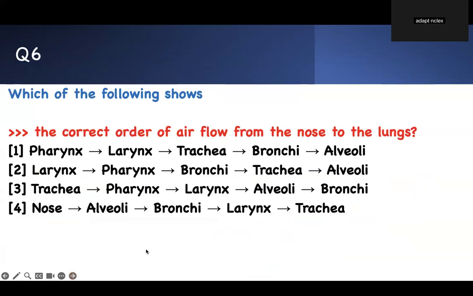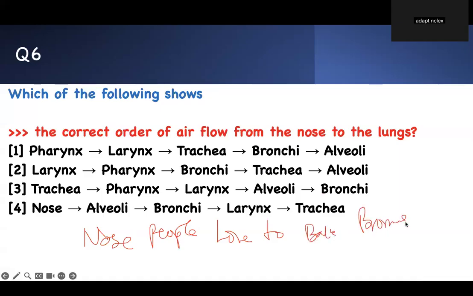Which of the following shows the correct order of air flow from the nose to the lung? When you take in a deep breath, air goes through your nose and into your lungs. What pathway does it take to get into your lungs? There is a mnemonic, an easy way to remember it. The way I call it is: Nose, people love to bake brownies always.